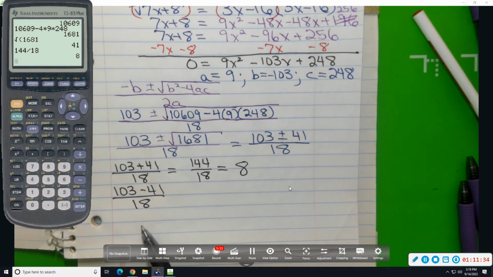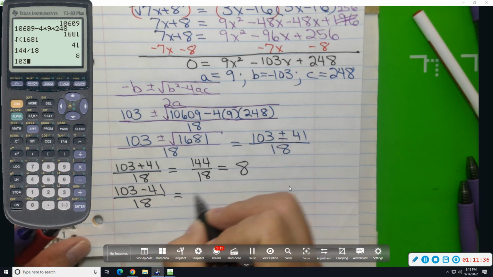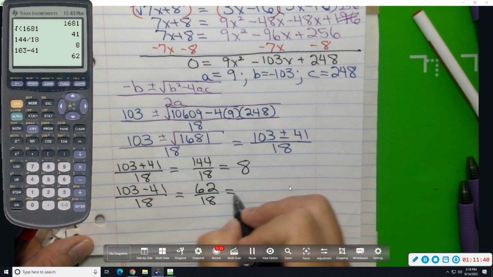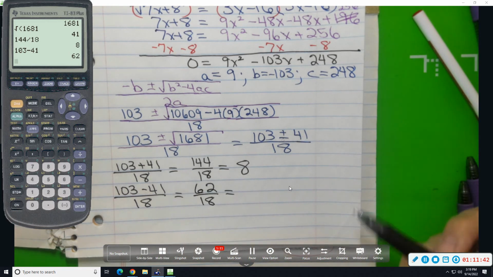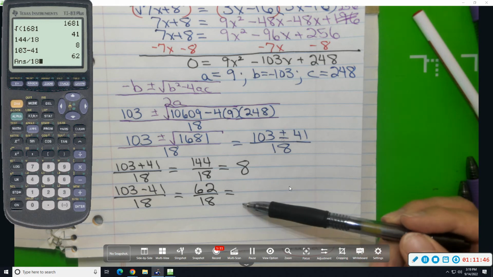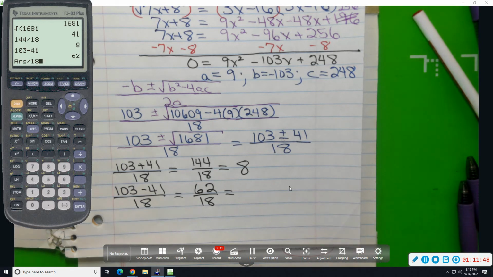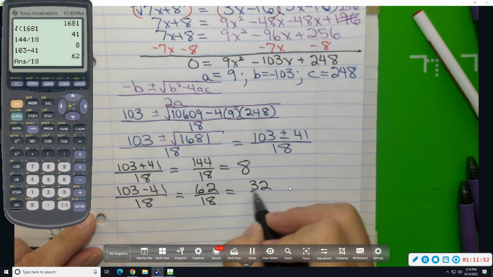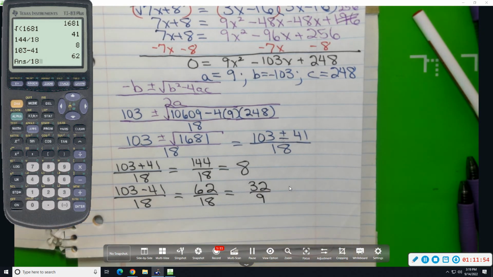Yeah, 62. Okay. 103 minus 41. My mental math is going. Yeah, 62 over 18. And let's see, it's definitely divisible by 2. That would be a 32 over 9. We could cancel a 2 above and below. I'm getting 32 over 9 for my second answer. If I take the 62 over 18 on this calculator, I get a decimal number.